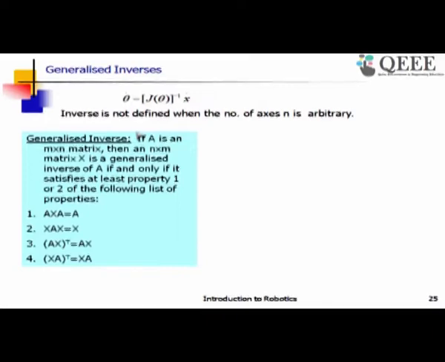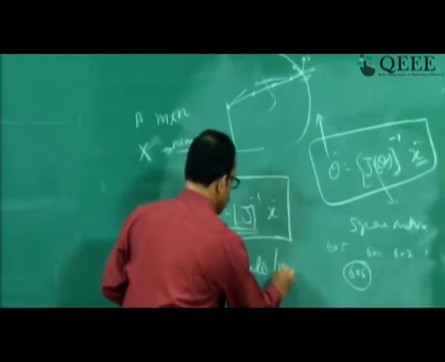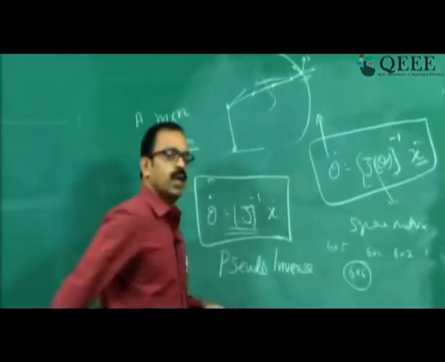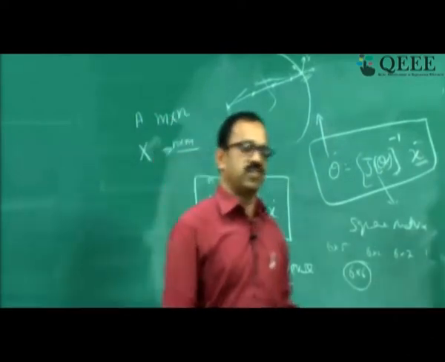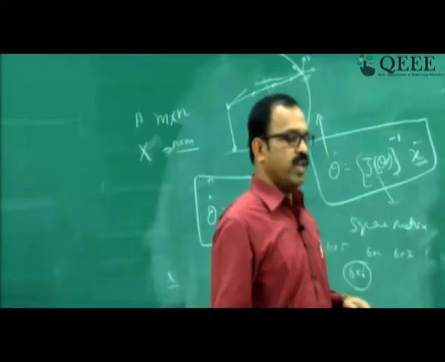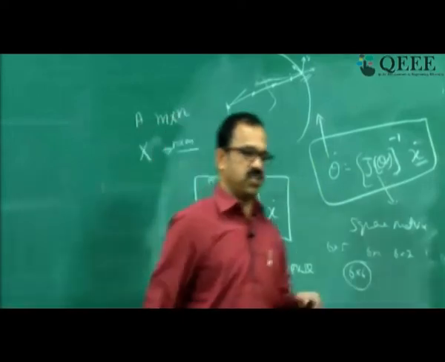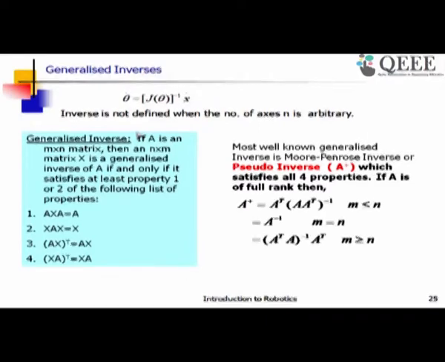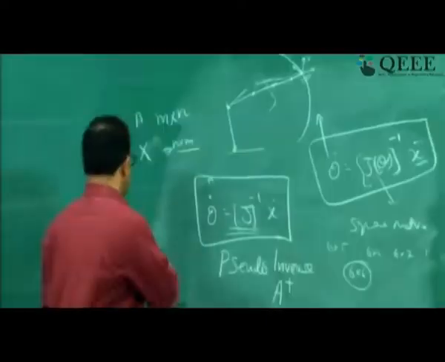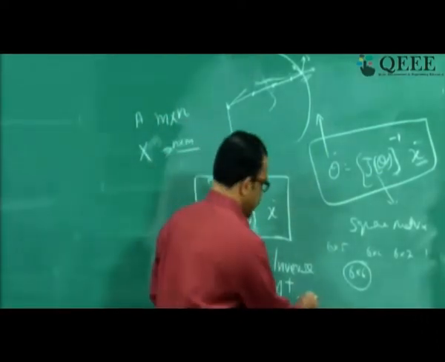And we have something called a pseudo inverse, which is normally represented as A plus. Normally the inverse is represented as A minus. So a pseudo inverse A plus is defined which satisfies all 4 of the properties mentioned here. And if A is full rank, then A plus is defined as follows.